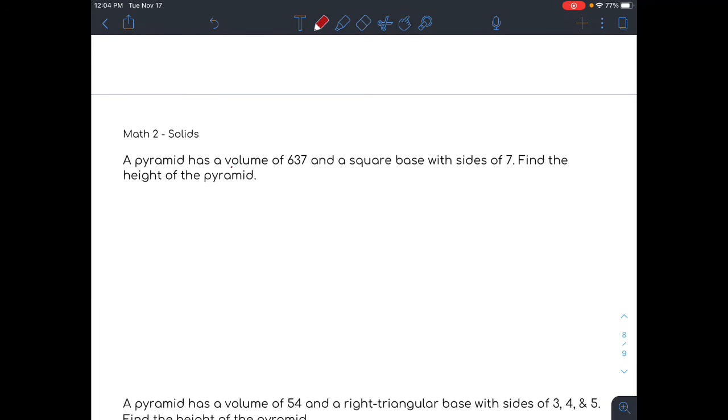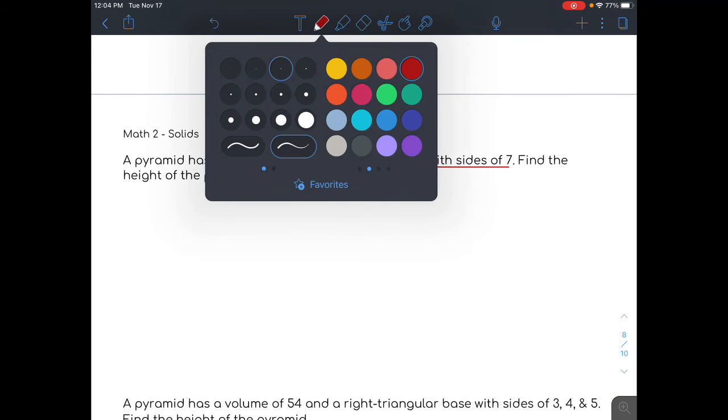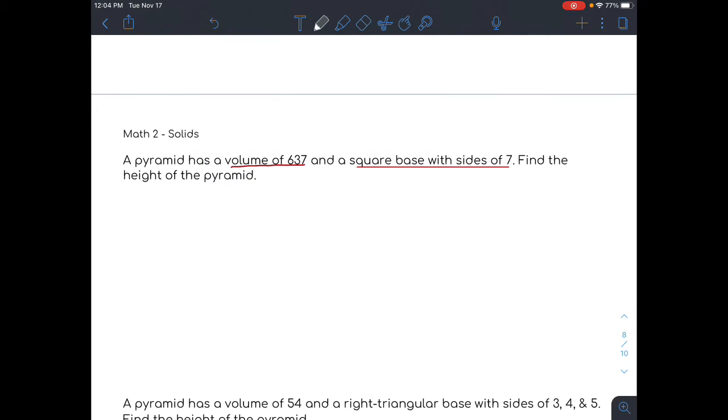A pyramid has a volume of 637 with a square base with these sides. Okay, so if I were to just draw out this little shape, I have a square base, 7 by 7, and the volume equals this. Okay, so the first thing I want to do is write out what is the volume of a pyramid. It's 1/3 the base area times the height.